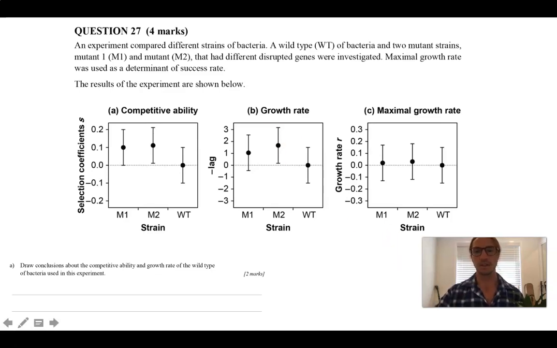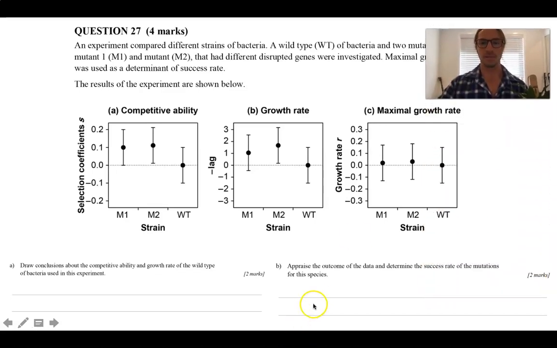The second question is, appraise the outcome of the data. Appraise, remember what that means. Think back to going to Gatton. Appraise the data and determine the success rate of the mutations for this species. So pause the video here and give that one a go.